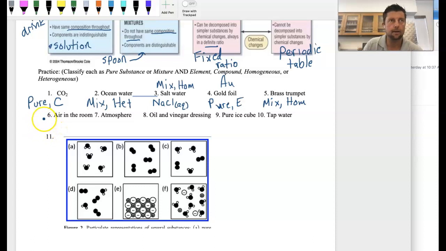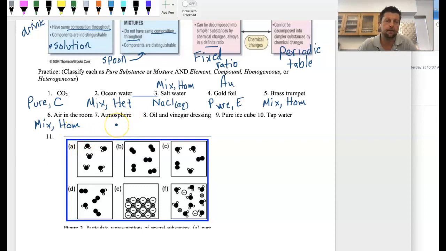For number 6 here, air in the room. In the room, you can assume that all the gases are spread out evenly. So it's definitely a mixture because we have oxygen, carbon dioxide, water vapor, nitrogen. And since they're spread out fairly evenly, it's safe to assume that this is homogeneous. It is true if you turn on the gas jet in the lab, you could get a little temporary mix, but in your typical room, we can assume that it's going to be homogeneous.